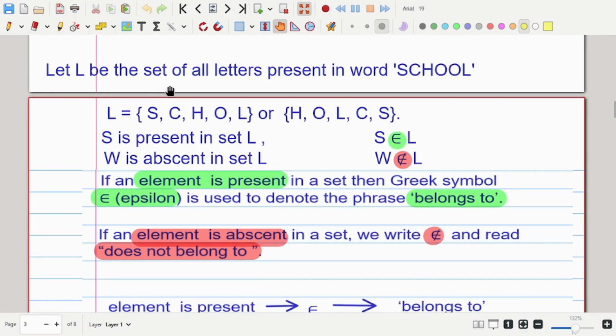Let L be the set of all letters present in the word school. So L is a set of S, C, H, O, L. Is S present in L? Yes, S is present in L. Therefore, S belongs to L. Is W present in set L? No, W is absent. Therefore, W does not belong to L.